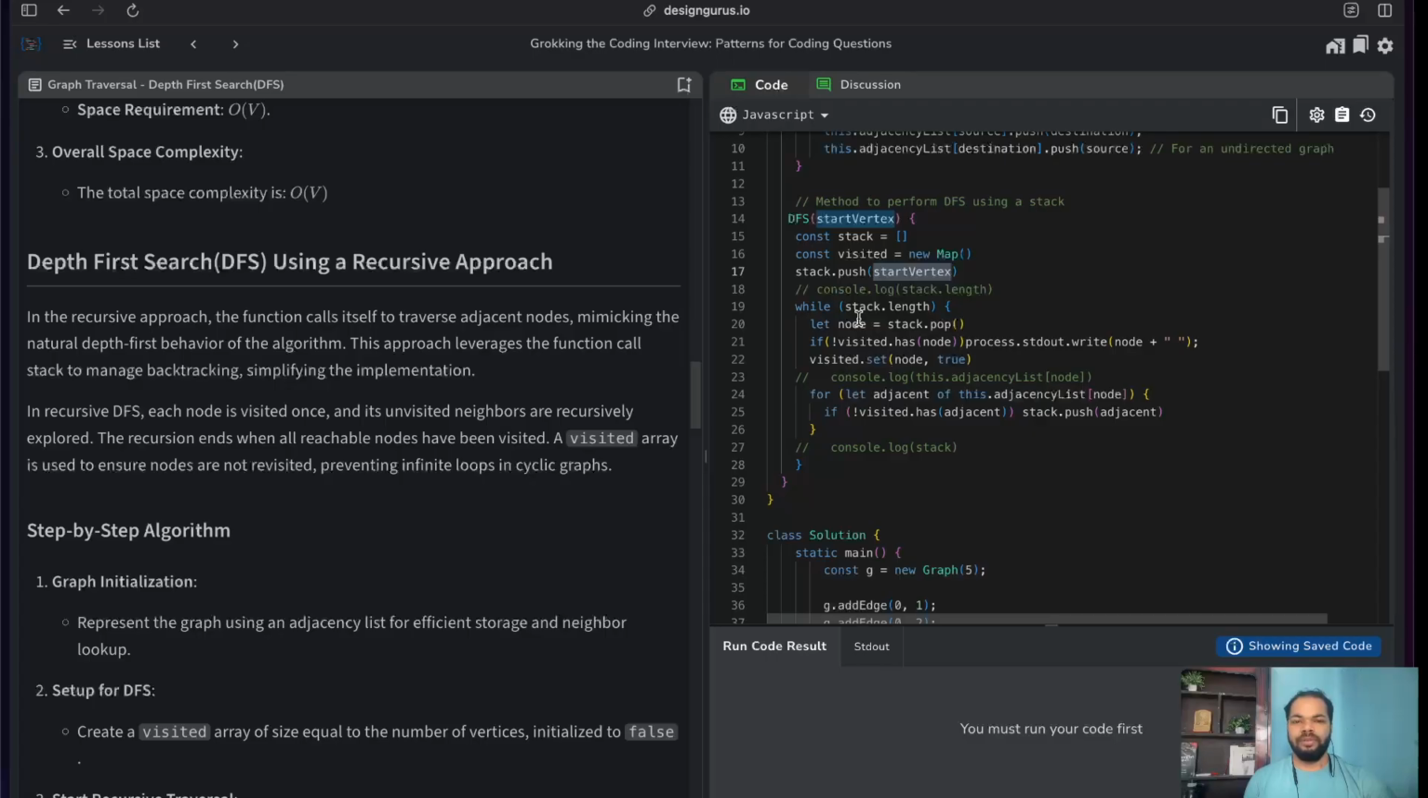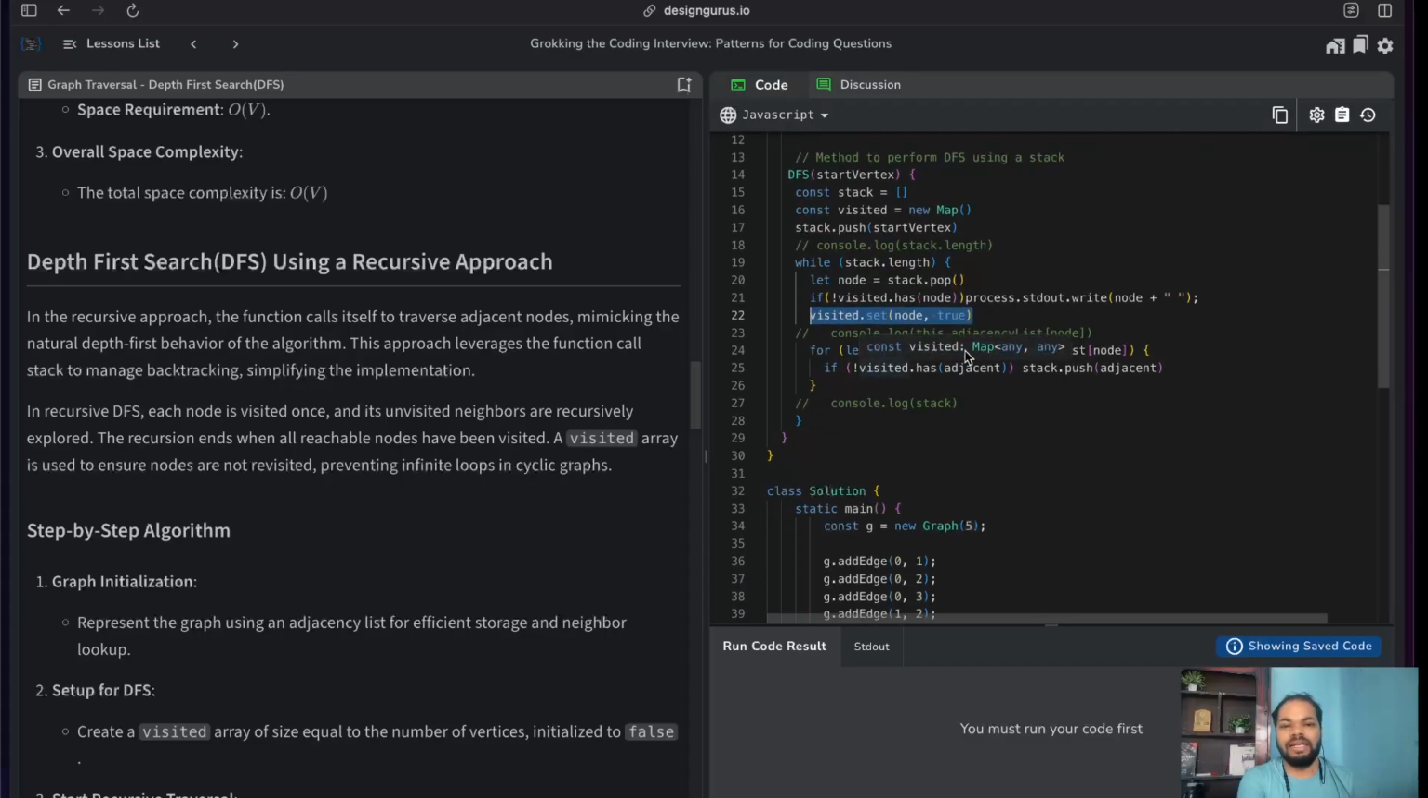node, that is the starting node, and then we say while the stack has some length, it will run, and if the stack is empty then it will stop. Then we are popping the first node, that is the starting node right now, and that becomes node. If the node is already visited, then we don't do anything, we don't print. If it is not visited, then we say, okay, now we are visiting it, and then visited.set(node, true), we set it as true, and we add the adjacent nodes to the stack if they are not visited.